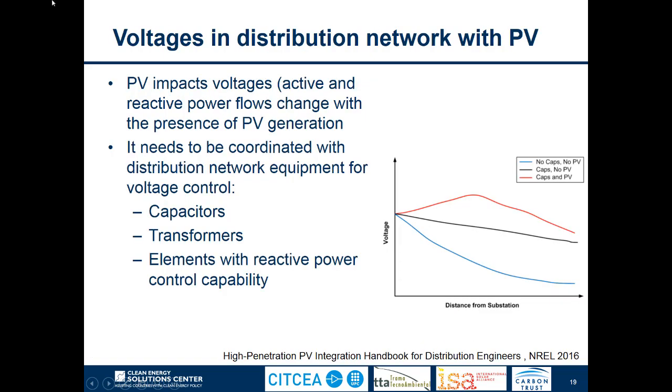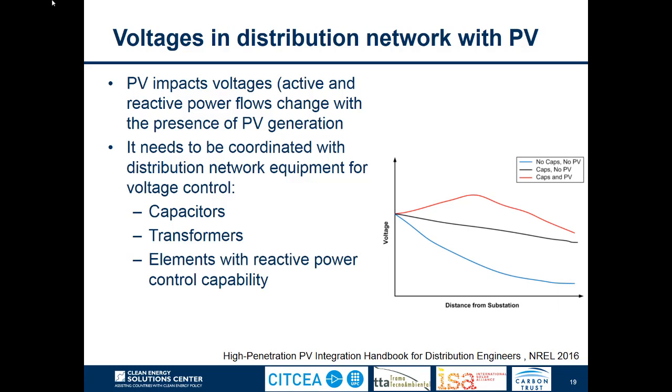Another very important quantity related to the integration of solar photovoltaics in the distribution network is the voltage. We know that the voltage is a local measurement, so it depends on the different nodes of the system. In each node of the system, we can have a different voltage. We know that solar PV impacts the system voltages. Active and reactive power flows change with the presence of PV generation. So, since the power flow changes, the voltages in the system will change as well.